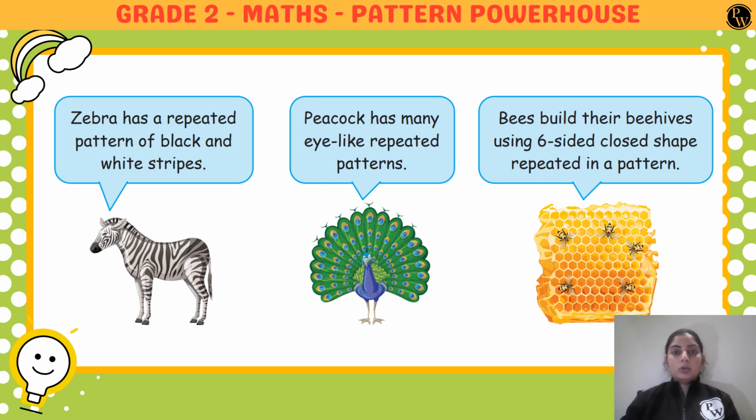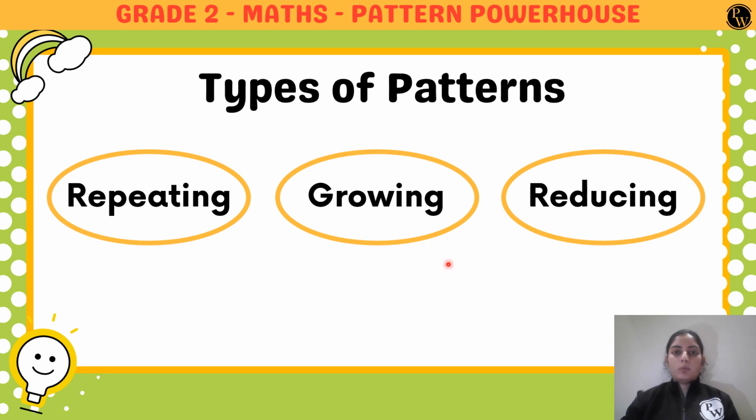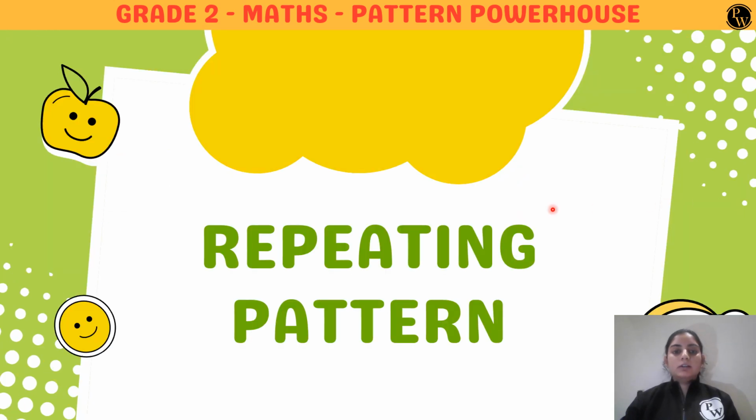Right? So let's understand one by one the different types of patterns, that is repeating pattern, growing pattern and reducing patterns. So let's start with repeating patterns. What is a repeating pattern? When pictures, numbers, directions and rotations repeat after a certain order, they are called repeating patterns. Let's look into some of its examples.